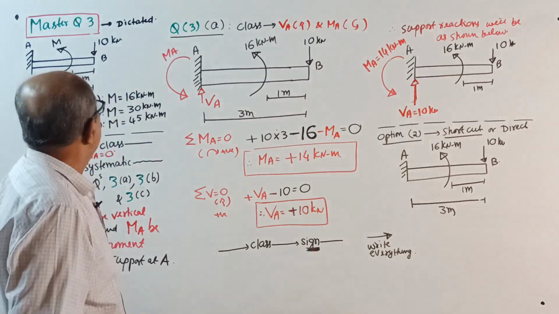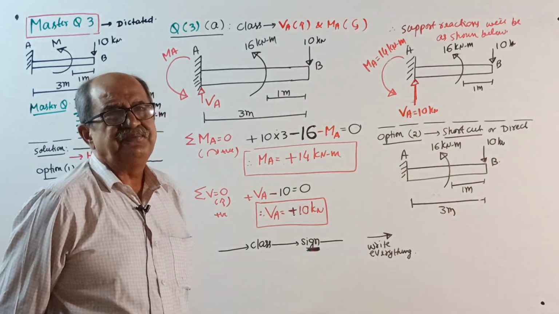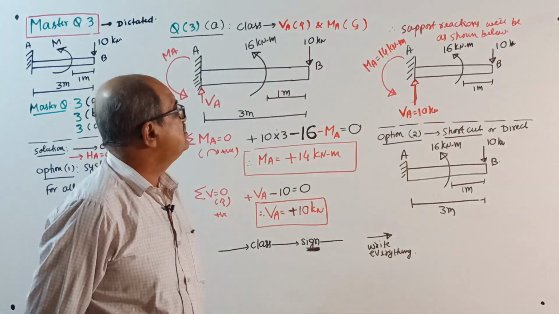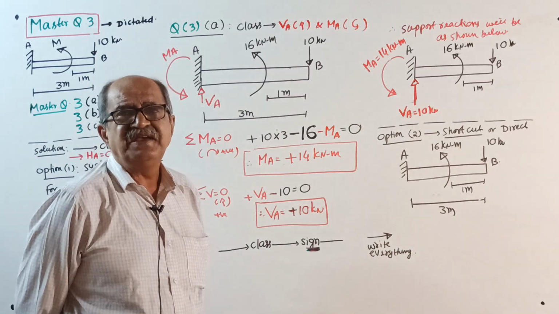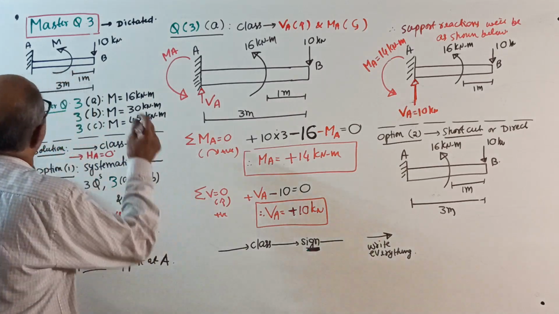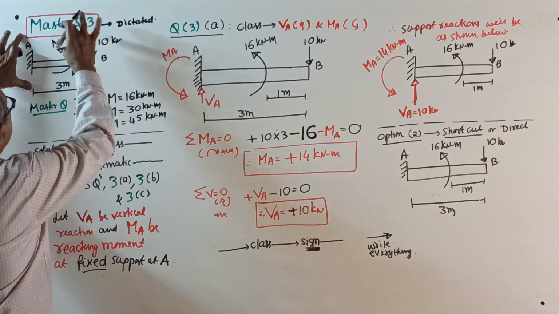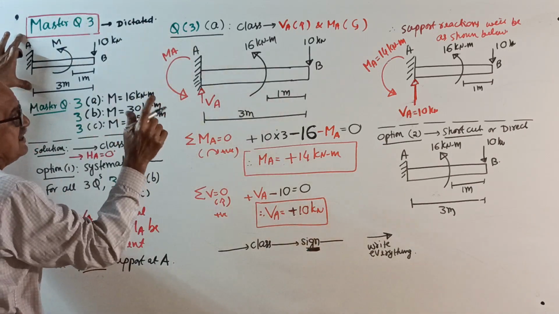Okay, now master question 3, dictated. For the given cantilever beam, left side fixed, sketch given, find reactions at the support. You should write the question and put the sketch in the question. Question 3, what I dictate now, write.